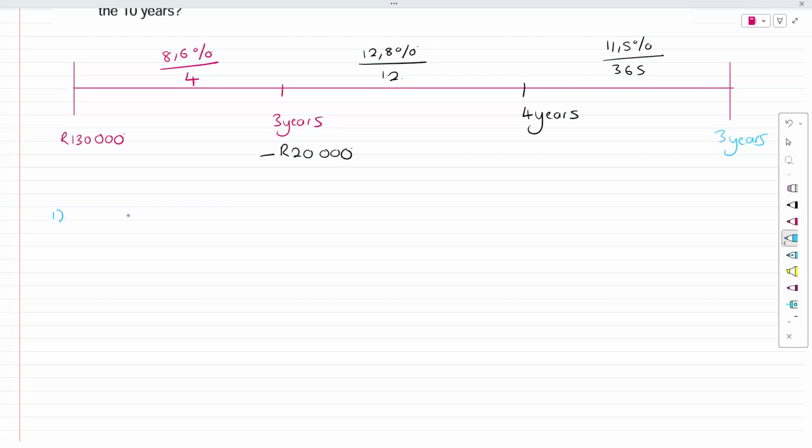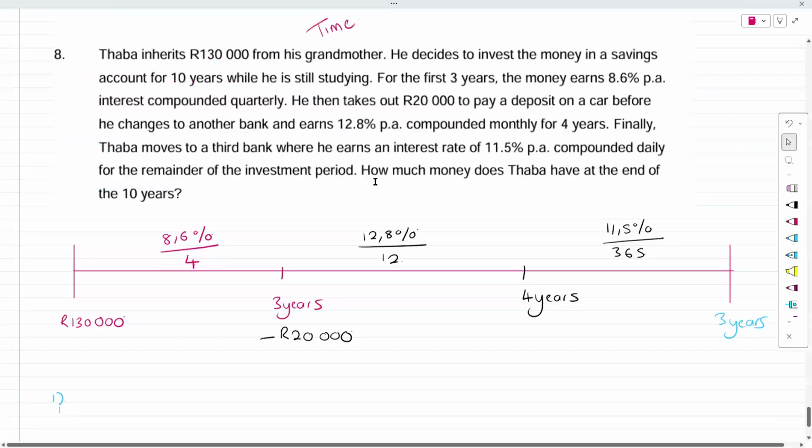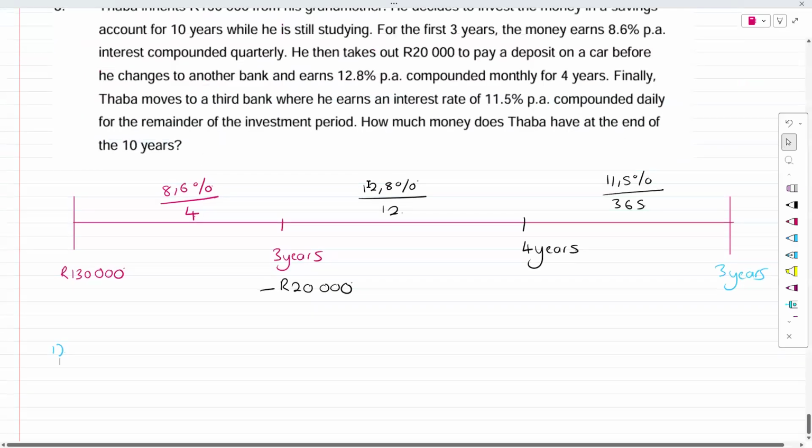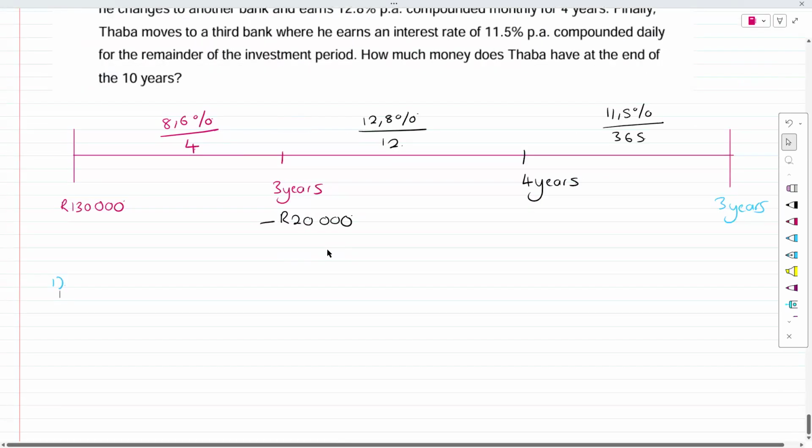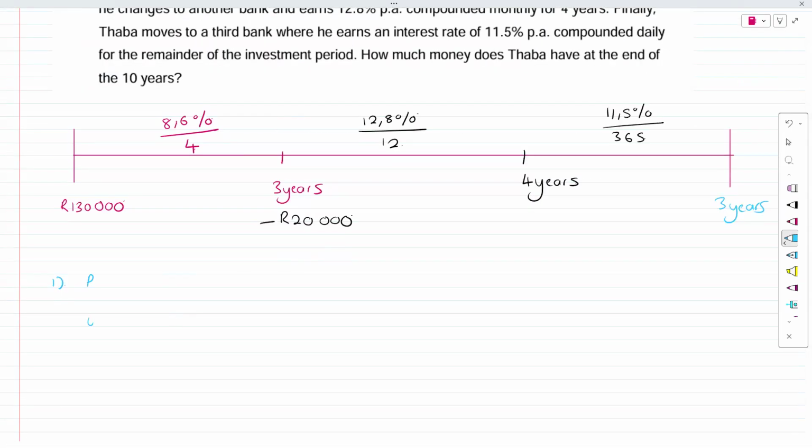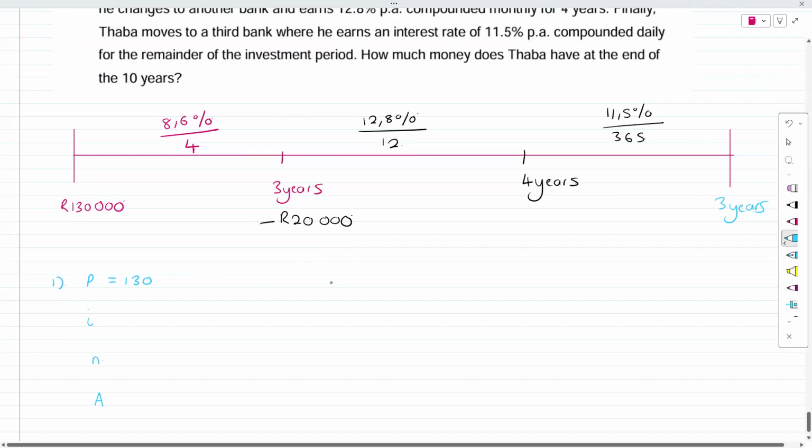If I look at this, honestly, none of it needs present value or future value because it's not talking about monthly installments. It's not talking about deposits or retirement annuities. It's just straightforward compound interest. So if we start with the first calculation, P, I, N, and A. P would be 130,000. That's the principal amount.